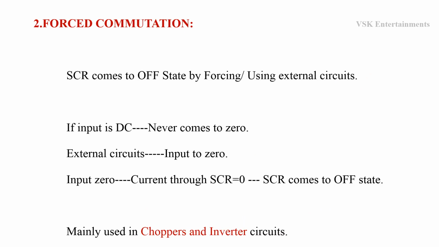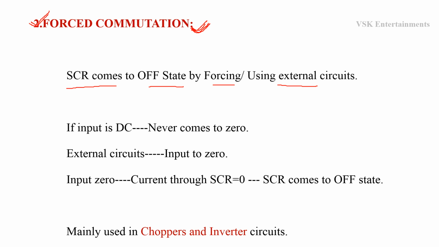Coming to the second type of commutation, that is forced commutation. This commutation is exactly opposite to natural commutation. In natural commutation, the SCR can be commutated without using any external circuit. But in this commutation, by using some external circuits, we are going to commutate the SCR. That is the commutation in which the SCR comes into the off state by forcing, or by using some external circuits. That type of commutation is called forced commutation.